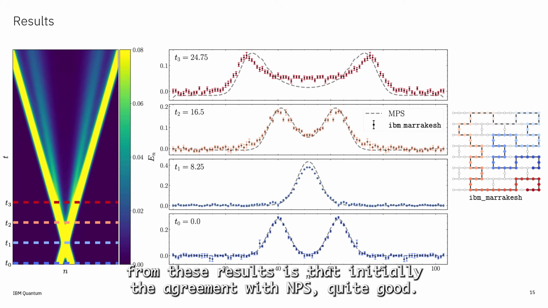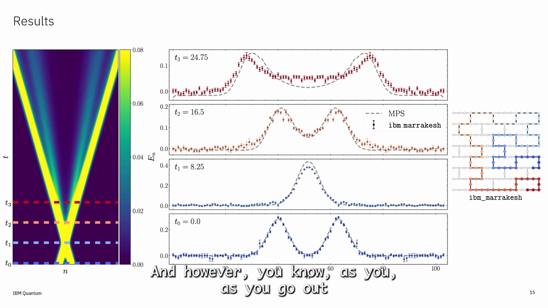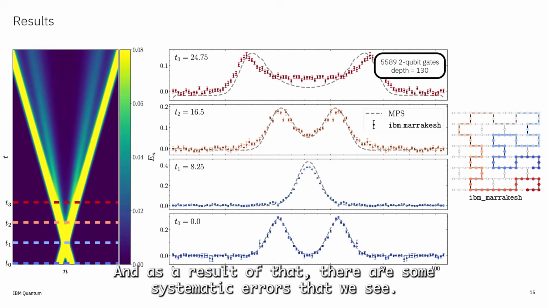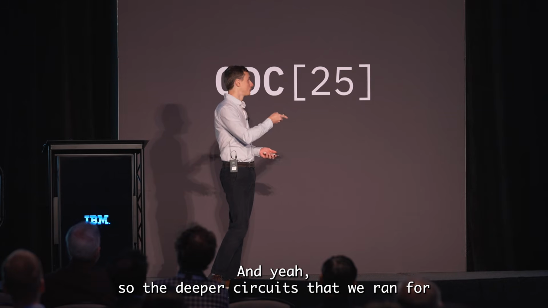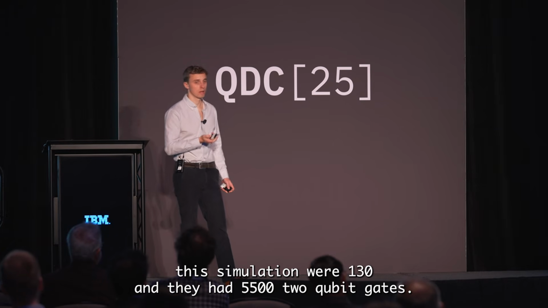And what you can see from these results is that initially the agreement with MPS is quite good. However, as you go out further in time, the circuit depth does increase, and as a result of that, there are some systematic errors that we see. The deepest circuits that we ran for this simulation were 130 deep, and they had 5,500 two-qubit gates.